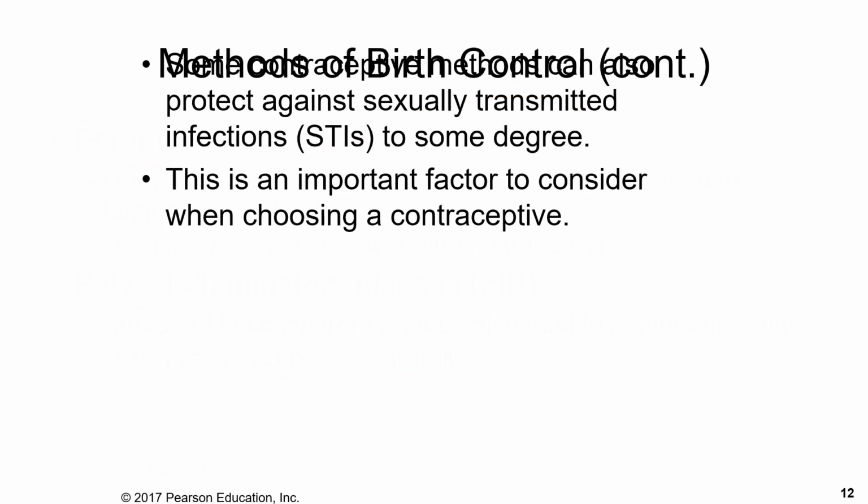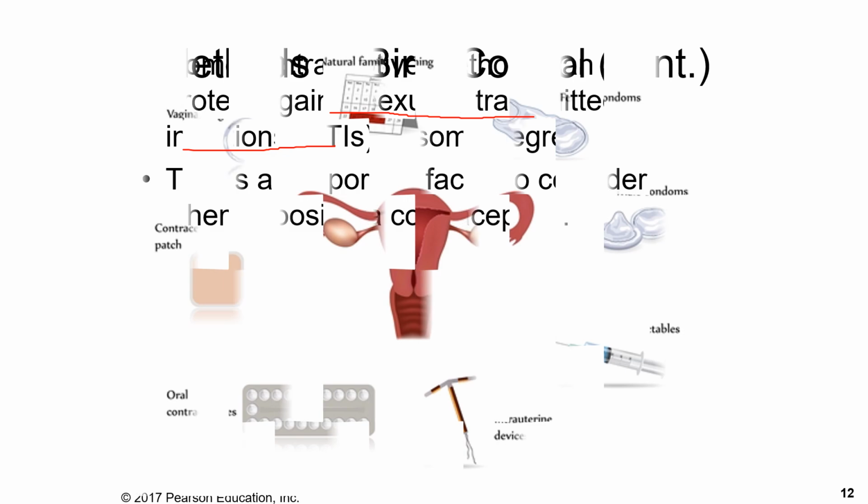infertility. Okay. I don't know what happened to this slide, but this slide says methods of birth control. Birth control is often called contraception and also family planning. Okay, so there are birth control methods that are also against the transmission of sexually transmitted infections up to a certain degree. And that is important to consider when choosing a contraceptive. Okay. If you're not in a monogamous relationship, it is important to protect yourself from STI.